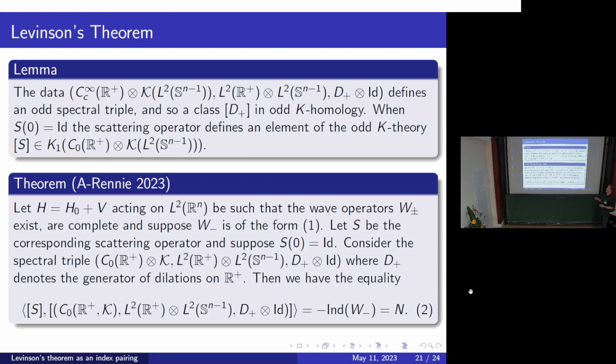So in this case, the scattering operator will define an element of this odd K-theory, and so to take these two objects with the wave operator of this particular form that I showed earlier, we can actually pair these and we get an index statement. Sure, we can do a pairing that's equal to something, but the fact that it's equal to the index of W minus is not so obvious.